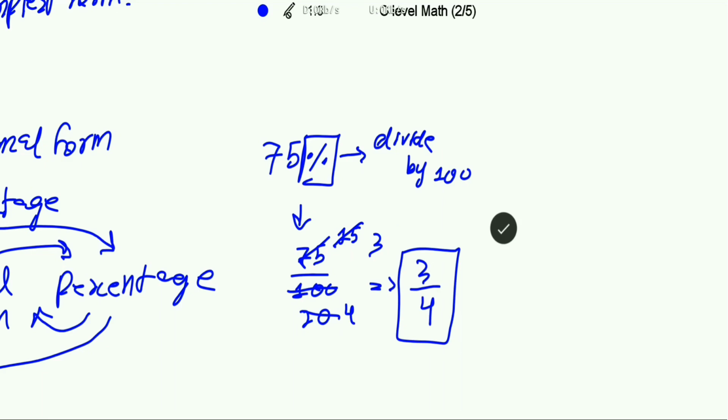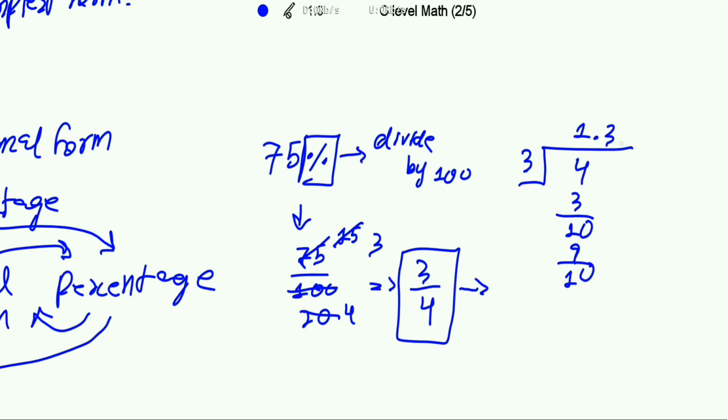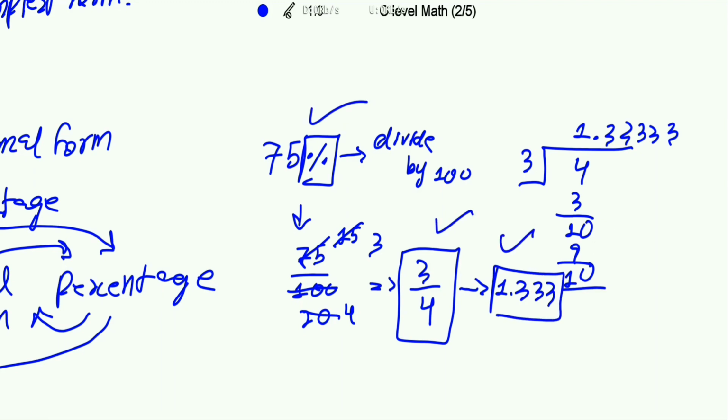So percentage is converted into fraction, and if I wanted to, I can convert this fraction into decimal as well. So 3 divided by 4 gives 0.75. Then, for 1 upon 3, 3 1s are 3, 3 3s are 9, and so on, so in decimal form it's going to be 0.333. Okay, percentage, fraction, decimal, all are connected to one another.